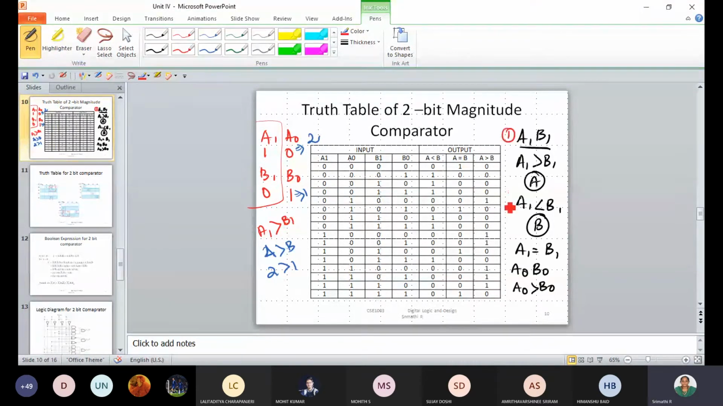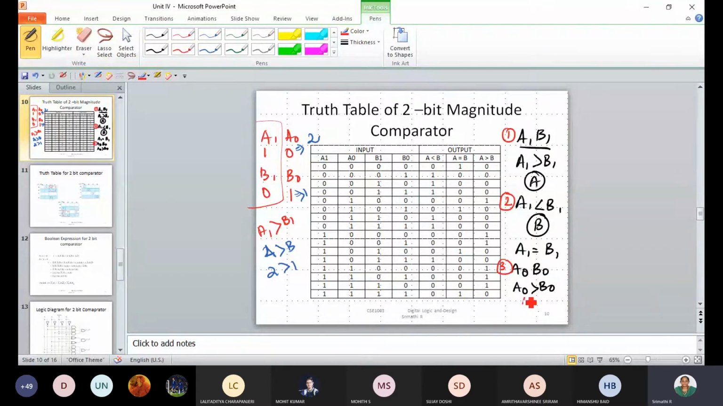This is the first case, this is the second case, and this is the third case. Third case: A0 and B0. You need to compare A0 and B0. So check again for the three cases.